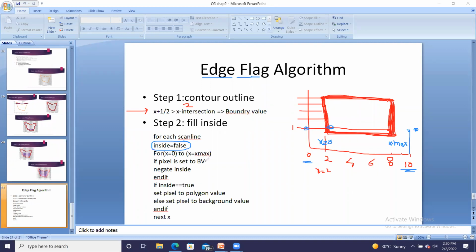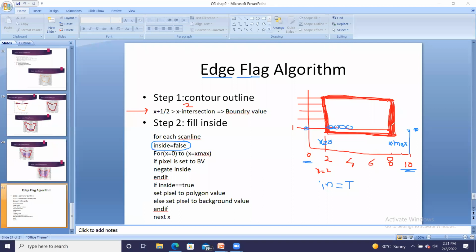If pixel is set to background value, yes, the pixel is not yet colored. ह्याला कुठली व्हॅल्यू आहे? बॅकग्राऊंड ची व्हॅल्यू आहे. सो यू हॅव टू निगेट इनसाइड. निगेट इनसाइड म्हणजे काय? तर इनसाइड झालं ट्रू, आधी होतं फॉल्स. सो इनसाइडची व्हॅल्यू आता झाली ट्रू, and you have to repeat this process for every pixel here. So you are going to have every pixel scanned, and we are setting here inside is equal to true because it is of background value now.